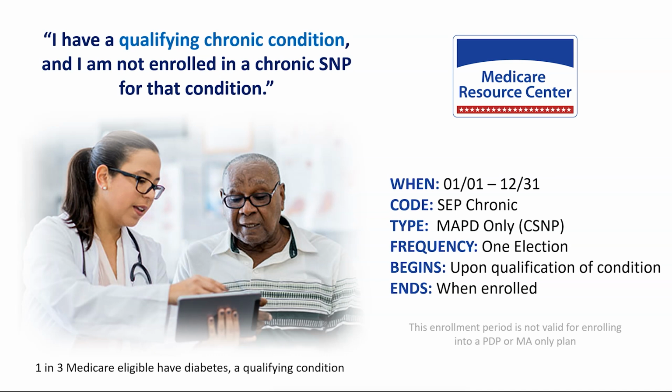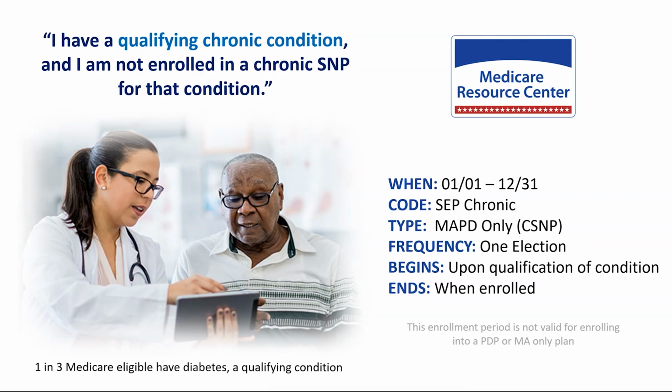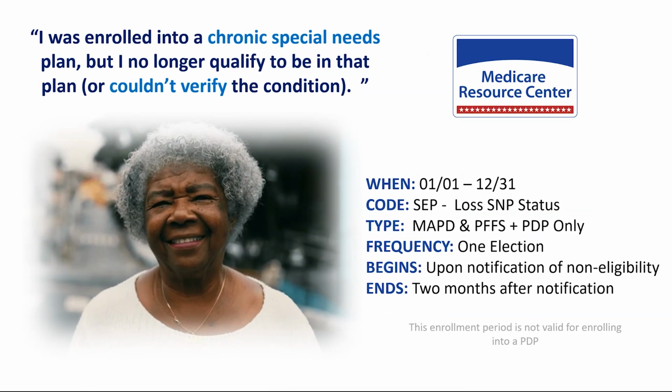So if you've got somebody that has a certain chronic condition, you can put them in a chronic condition plan, okay? Easy to do. And even if they long-term don't qualify for that, let me show you this other enrollment period here, okay? This is loss of the special needs plan status. So you use this enrollment period. Again, it can be used anytime during the year, and you can get any plan. Oh, well, not any. You can't get an MA-only plan, but you can get a Medicare Advantage with D or a PDP. It's one election.